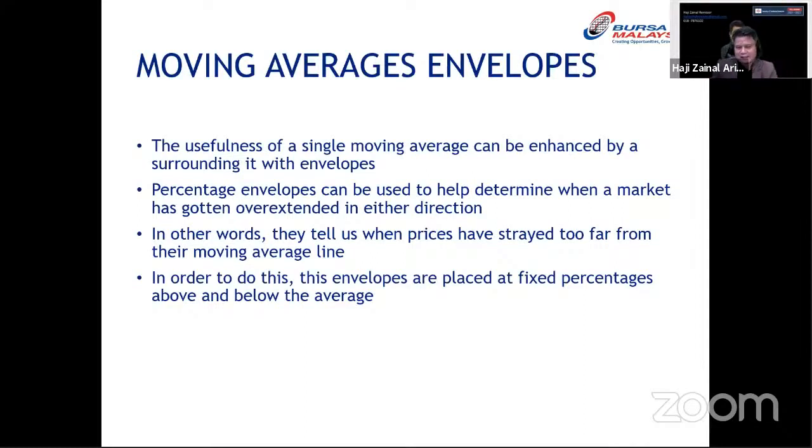A percentage envelope can be used to help determine when a market has gotten overextended in either direction. That is what we are looking for. In other words, it tells us when the price has strayed too far from its moving average line. In order to do this, the envelope is placed at fixed percentages above and below the average. That is the purpose of the envelope.